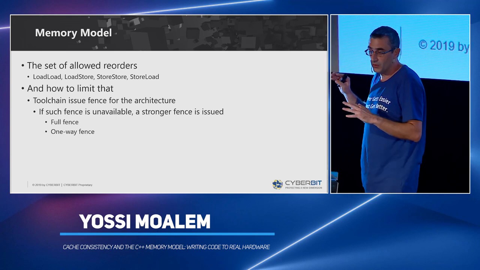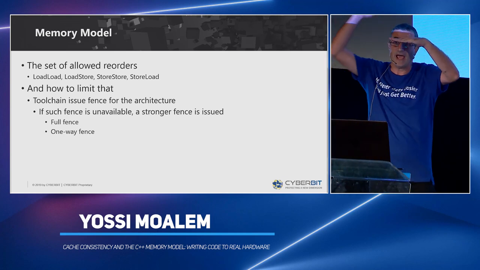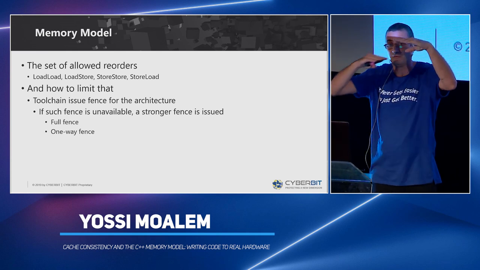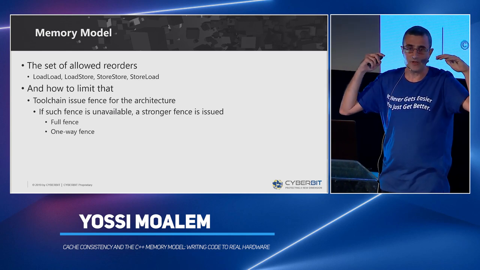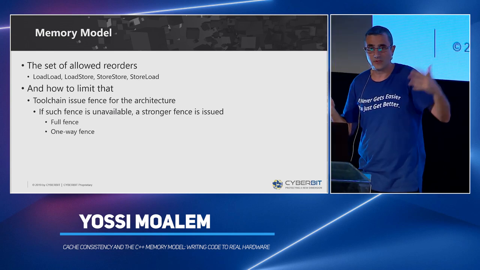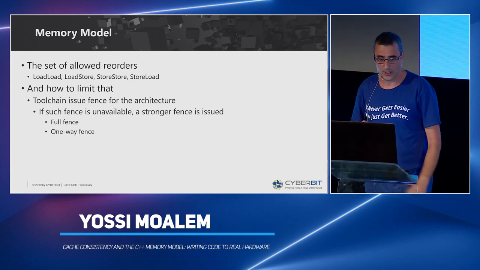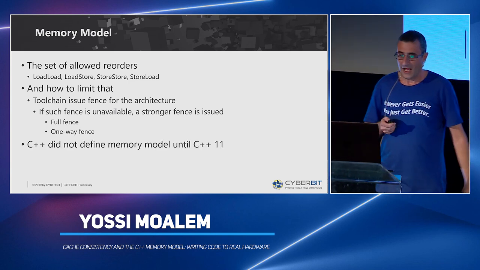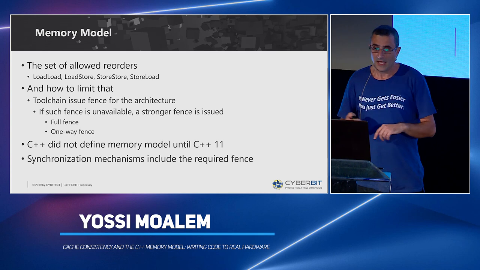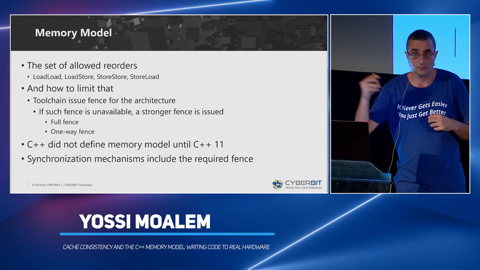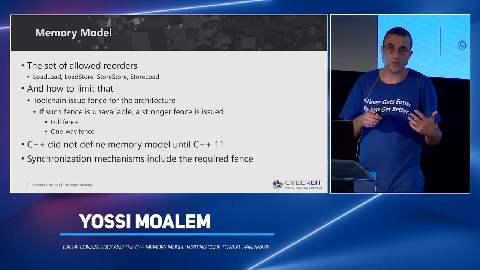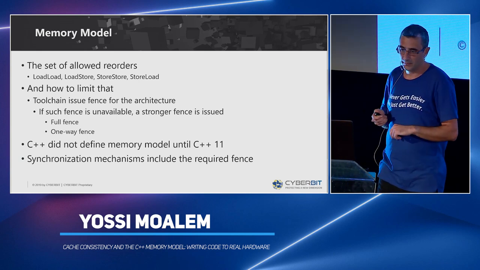We distinguish between two kinds of fence. A full fence means literally anything above has to be visible before everything on the bottom. Nothing can float around this fence. A one-way fence means that certain instructions are allowed to move up or down, while other instructions are not allowed to move in the other direction at all. Until C++11, C++ did not have a memory model at all. All the synchronization mechanisms that we use, mutex, semaphore, and so on, already have the required fences, so we don't need to worry about it. We only have to worry about it when we use lock-free algorithms.